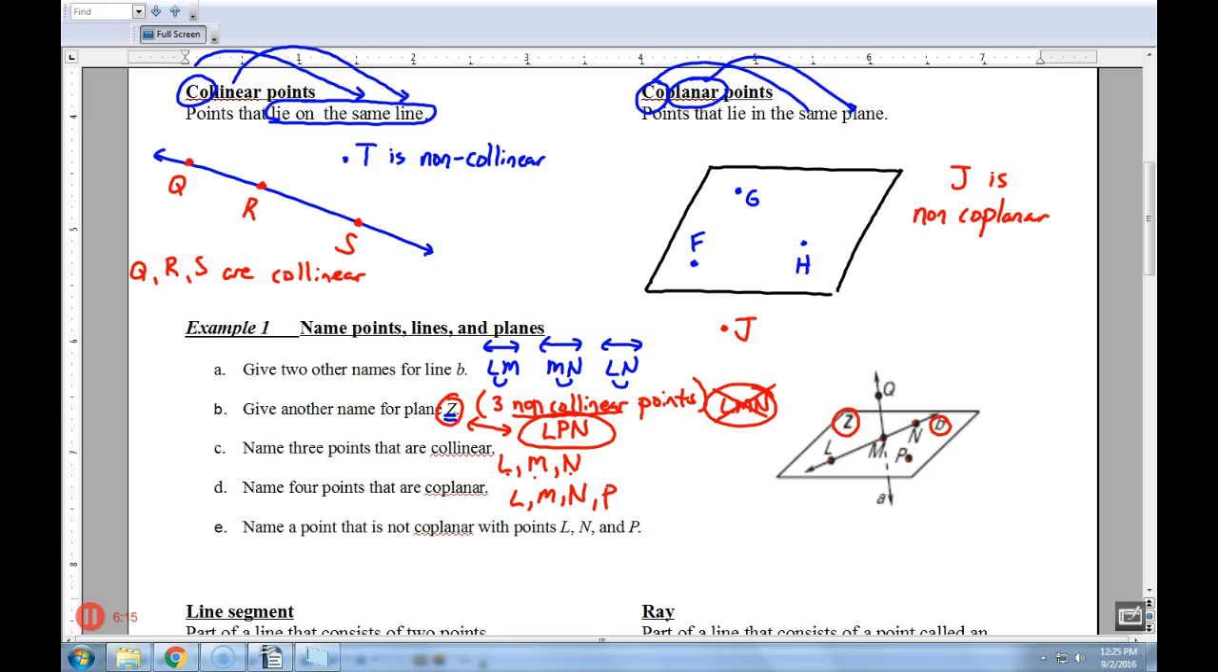Last one, part E. Name a point that is not coplanar with L, N, and P. So L, N, and P are all right here. Who is a point that is not living in the same plane? Well, the answer to that one is going to be point Q. Point Q is chilling up there up above. So point Q is a point that is non-coplanar.